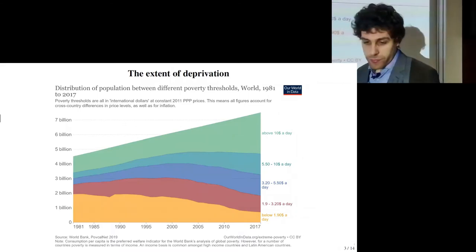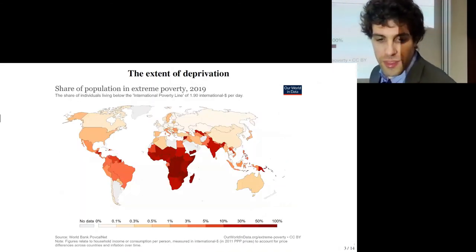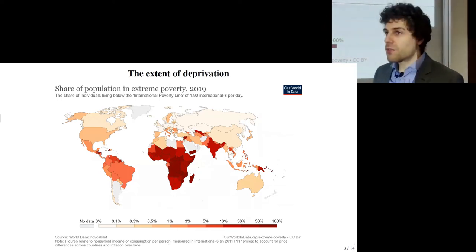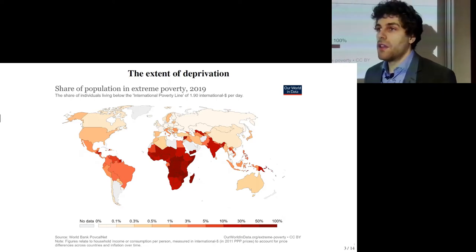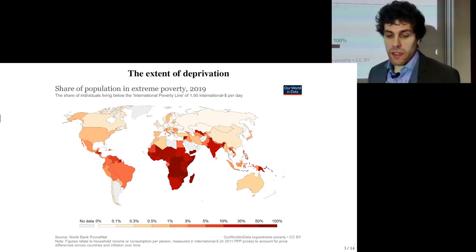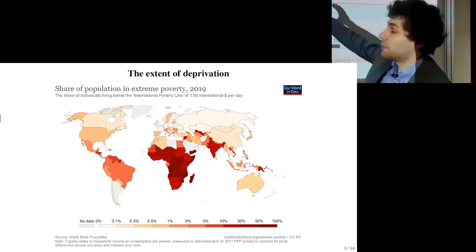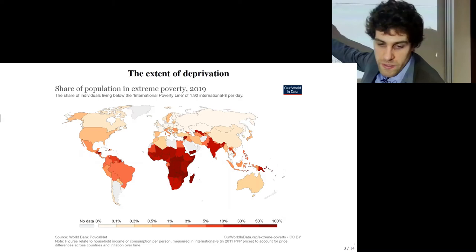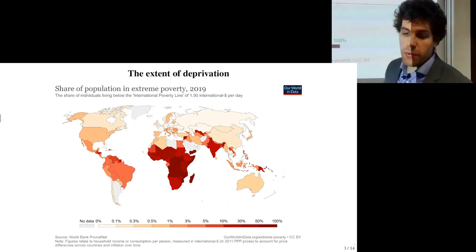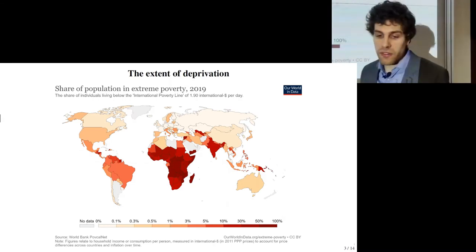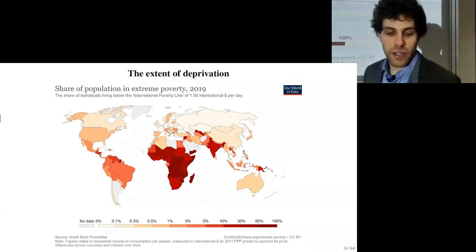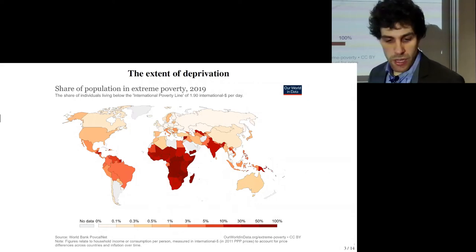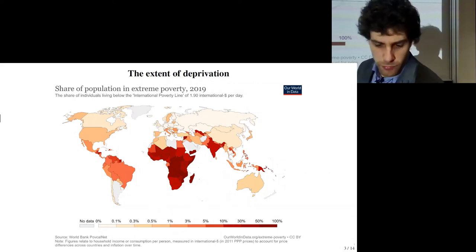And there are many countries where the share of people in extreme poverty, so below this extreme poverty line, is very high. It's the majority of the population in some sub-Saharan countries. It's between 30 and 50% in South Asia. And it's virtually zero in the north, including in China.